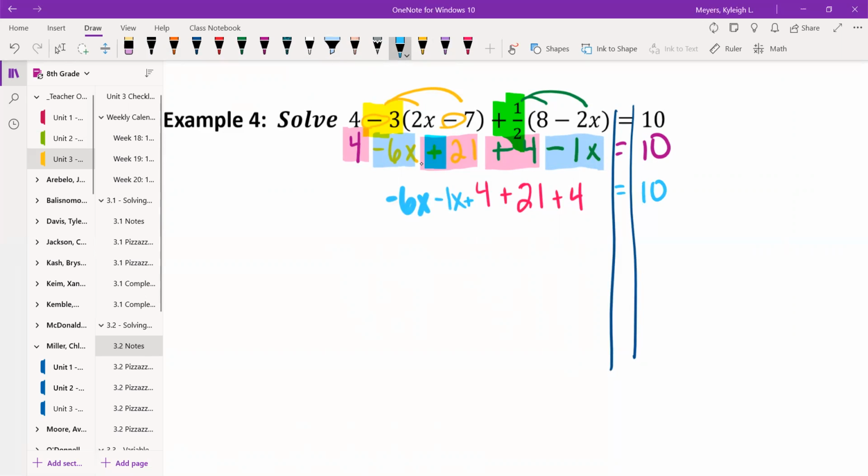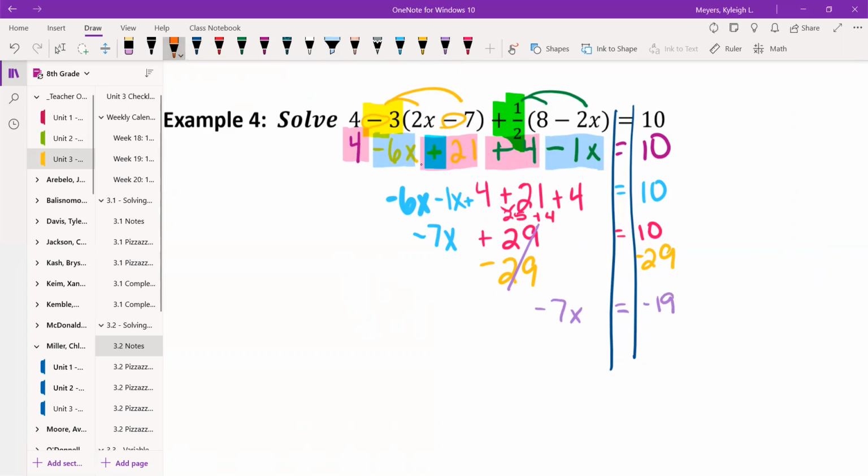All right, so now we combine them, right? So negative 6 minus 1 is negative 7x. 4 plus 21 is 25. Plus 4 is 29. Equals 10. Now we undo addition or subtraction. So we subtract 29. Those cancel, bring down our negative 7x. 10 minus 29 is negative 19.